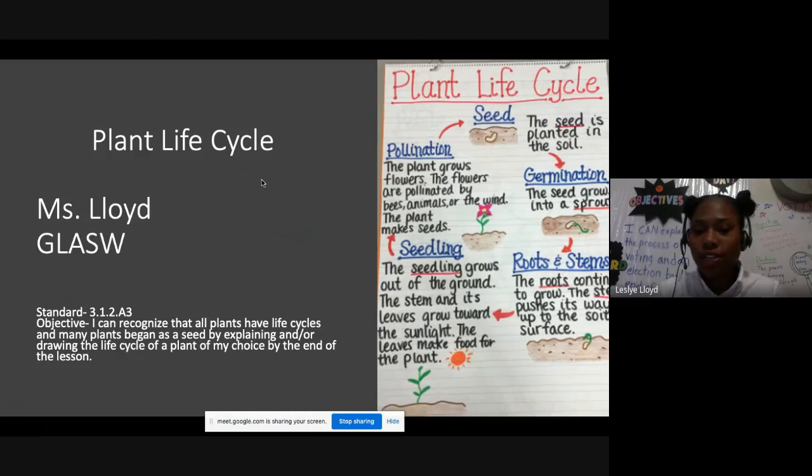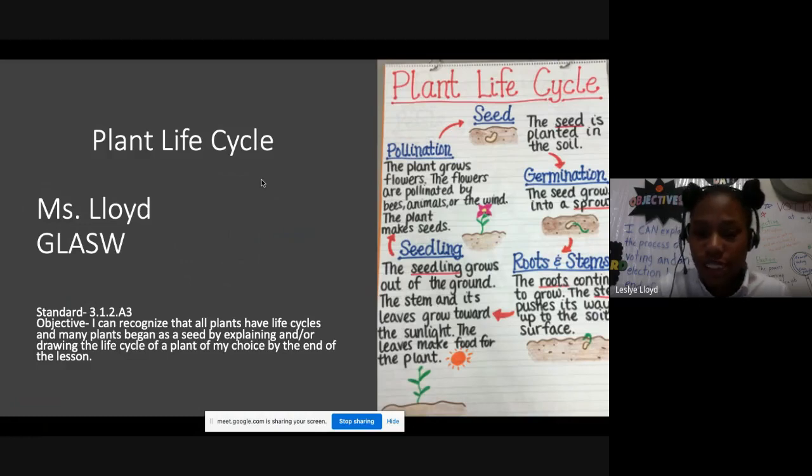So on the side, there is an anchor chart that Ms. Lloyd attached. It's titled Plant Life Cycle. And it starts as the seed. The seed is planted in the soil. Germination, the seed grows into a sprout. Roots and stems. The roots continue to grow and the stems push its way up to the surface.